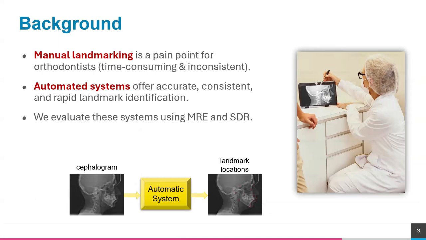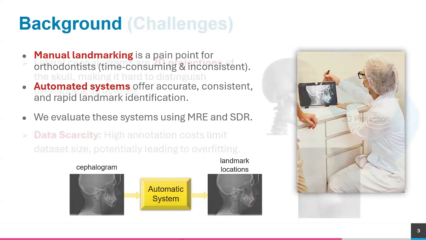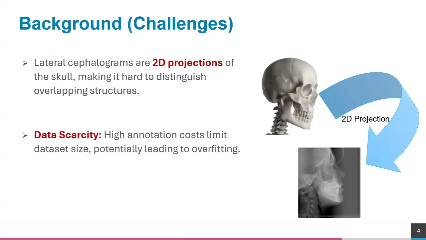To measure the efficacy of any such system, two evaluation metrics are predominantly used: mean radial error (MRE) and the success detection rate (SDR) at different ranges, keeping in mind that 2 mm is the clinically acceptable range. However, developing such a system faces two major challenges.